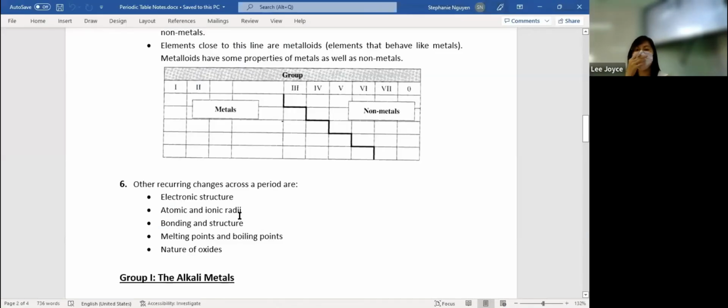Okay, so that's the atomic radii and the ionic radii. Then bonding and structure. This is under the chemical bonding topic, which is the next topic after this chapter.